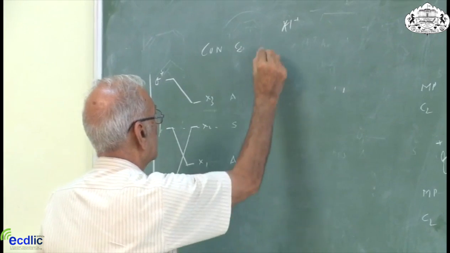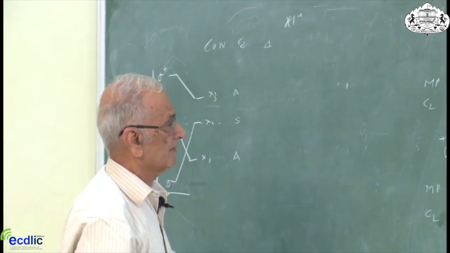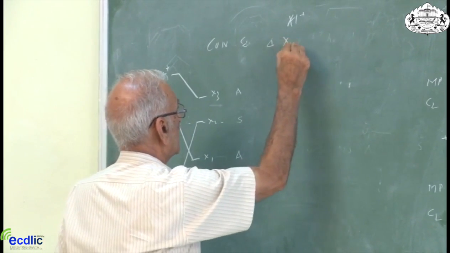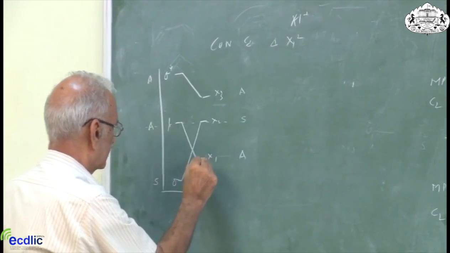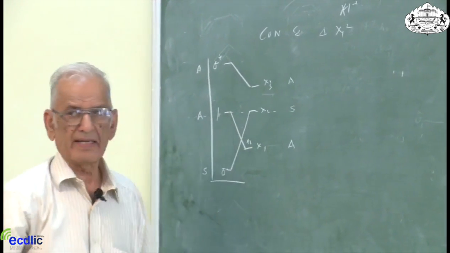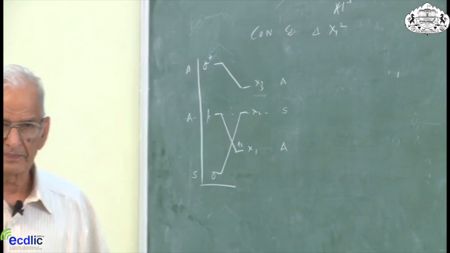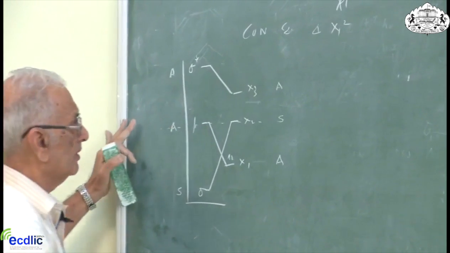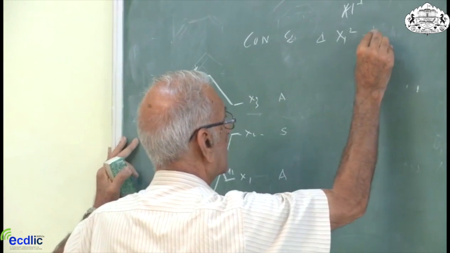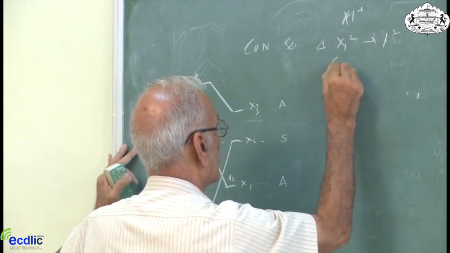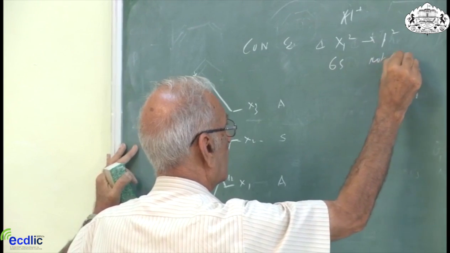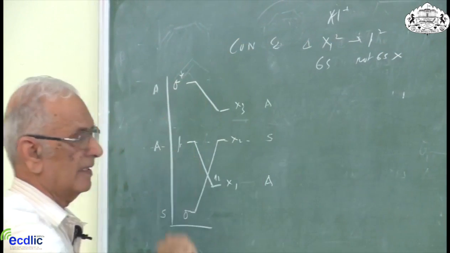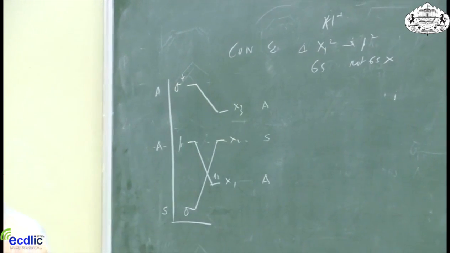Allyl cation, thermal reaction. What is the ground state? X1 has 2 electrons. Where do the X1 electrons go? It goes into P. Ground state does not give ground state. Therefore, disallowed.